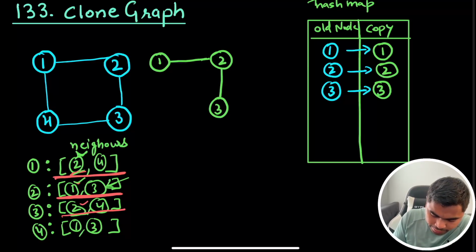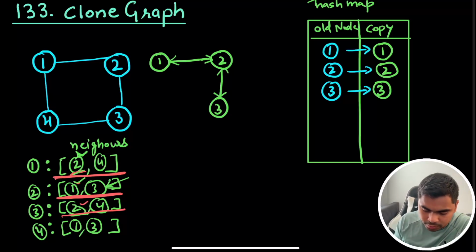So this will be added, and I'm just going to draw these double directed edges so that we can keep track that 1 is pointing to 2. That means 2 is in 1's neighbor list, and 1 is also in 2's neighbor list. Now what are the neighbors of 3? 2 is visited. How about 4?